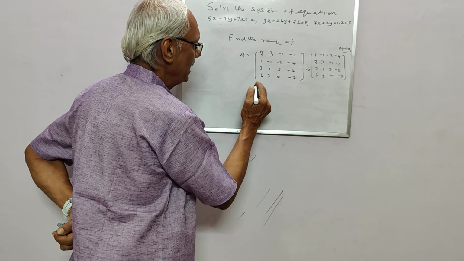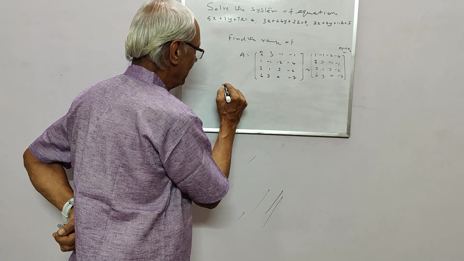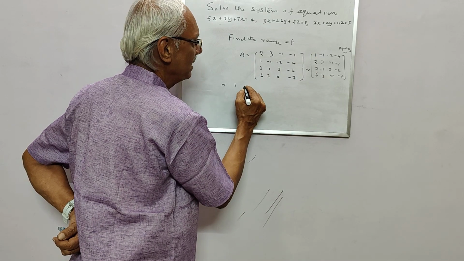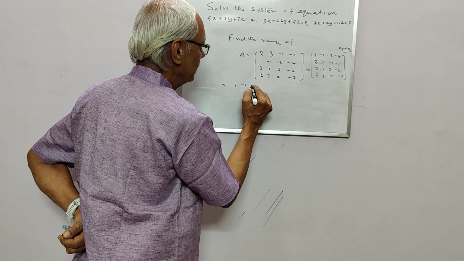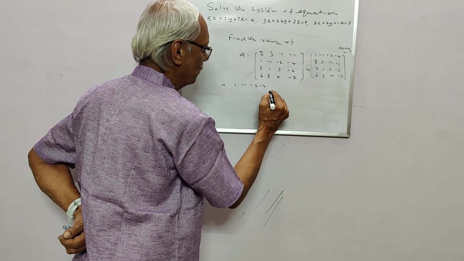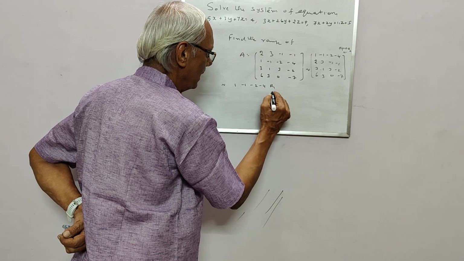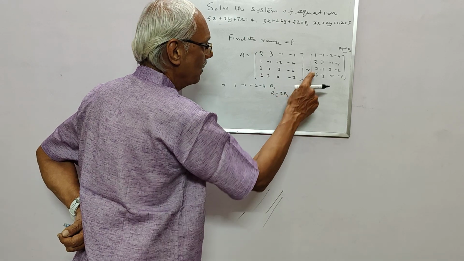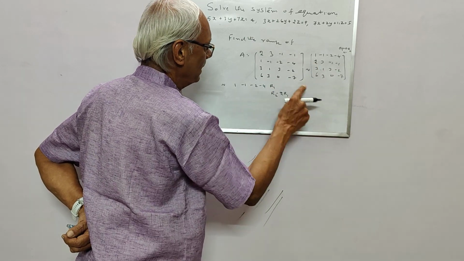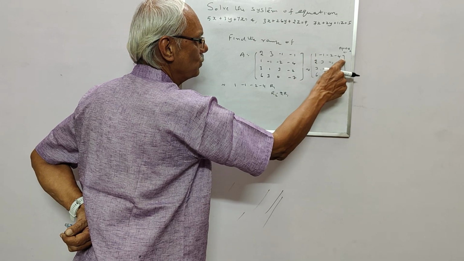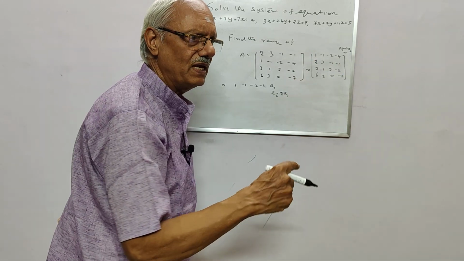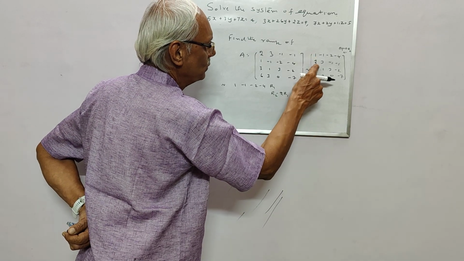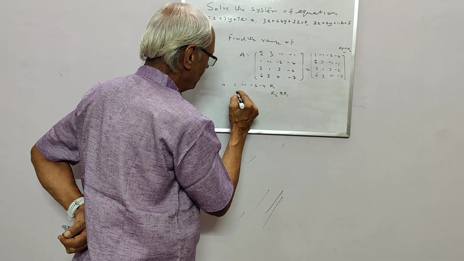Now I will write this as: what I am going to do is retain the first row as it is, 1, -1, -2, -4. Then this is R1, then R2 - 2R1. Multiply the first row by 2 and subtract it from the second row's corresponding elements. So 2 into 1 is 2, 2 minus 2 is 0.